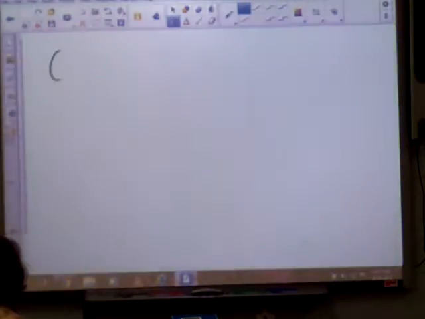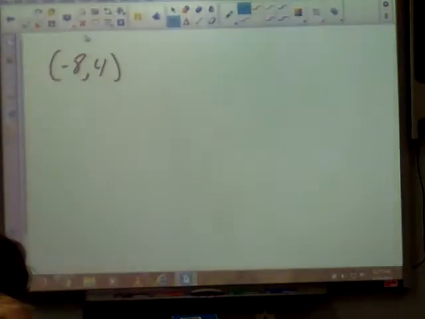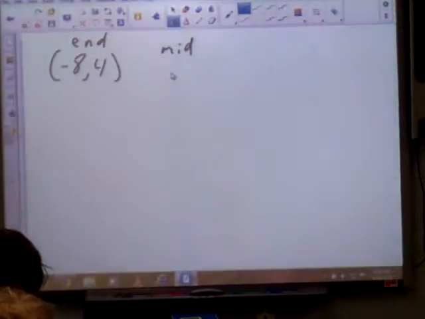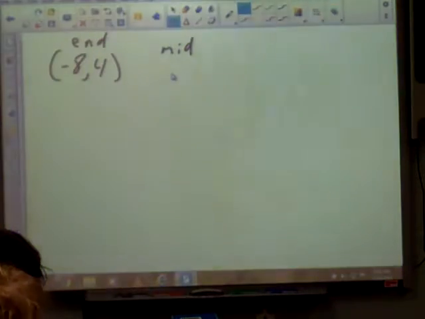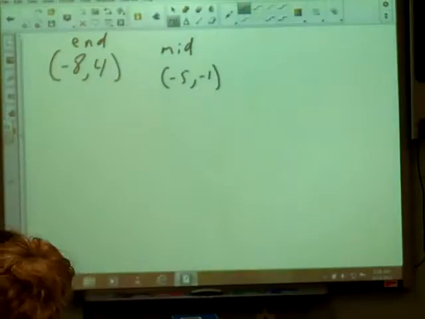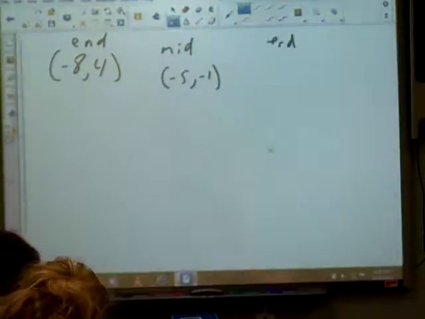Let's say I've got a segment that has an end at (-8, 4). That is one end of my segment. A midpoint of (-5, -1). What's the other endpoint?